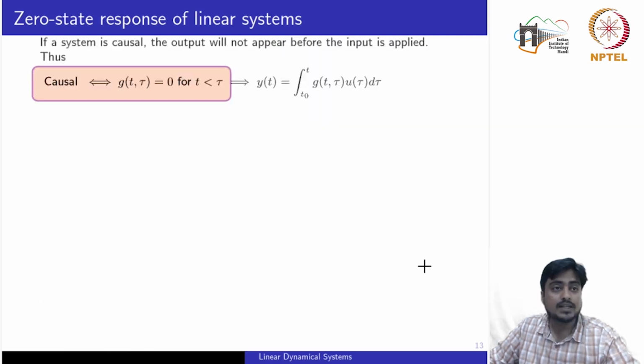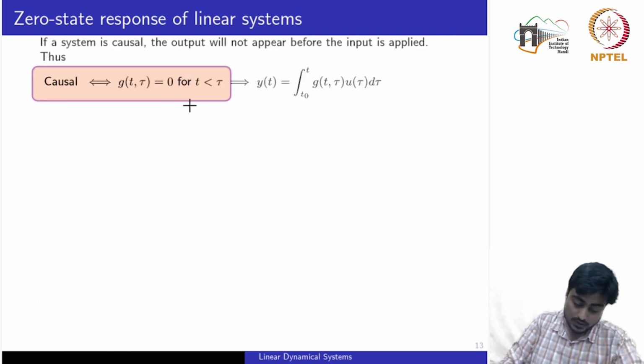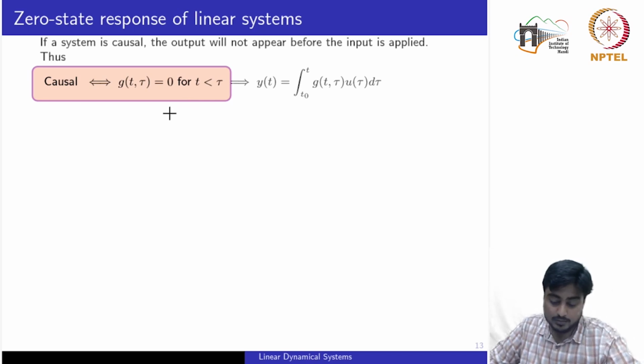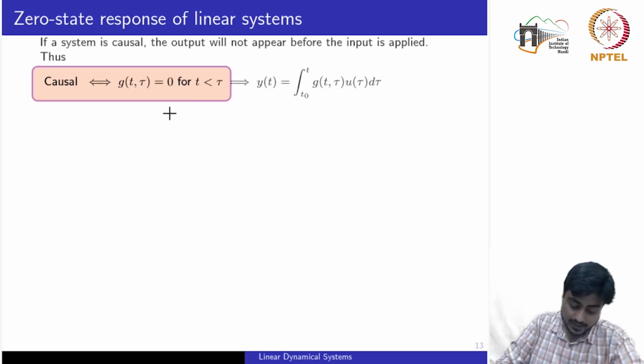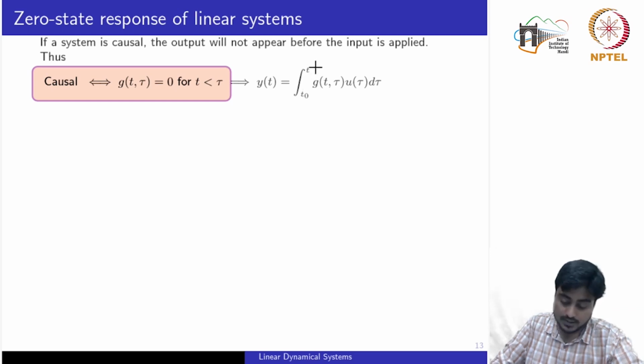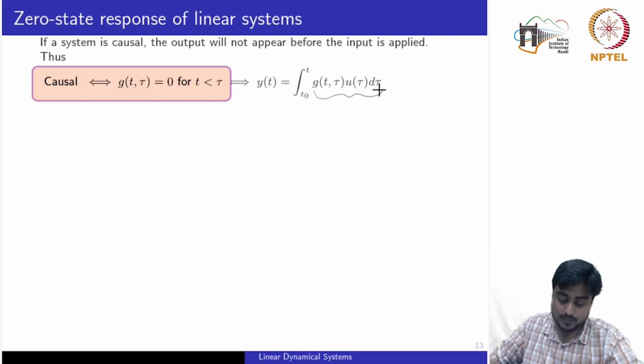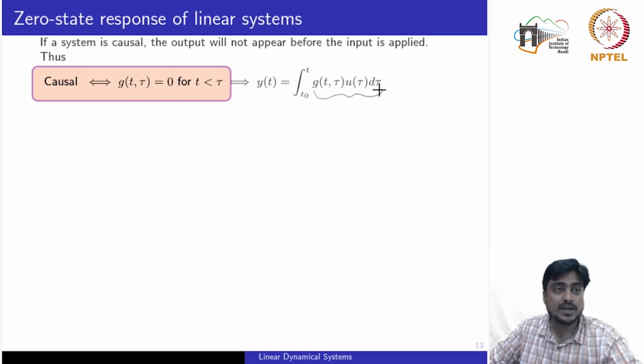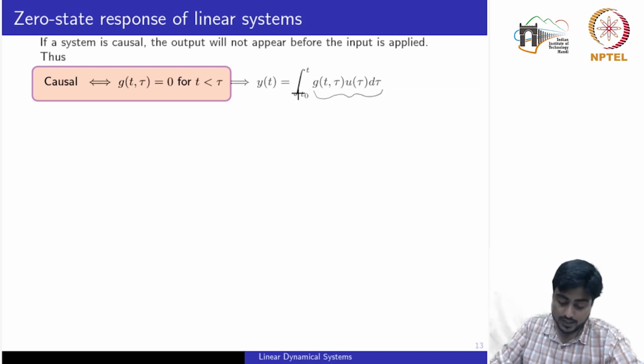Now if we apply the causality property on the impulse response of the system, we know that the output cannot appear before the input is applied. So in that case, causality is equivalent to g t comma tau equal to 0 for all t less than tau, right? If we apply this to the last equation, we start from t naught up to time t, and the rest of the quantity remains similar. So instead of minus infinity to infinity, we would have from t0 to t.